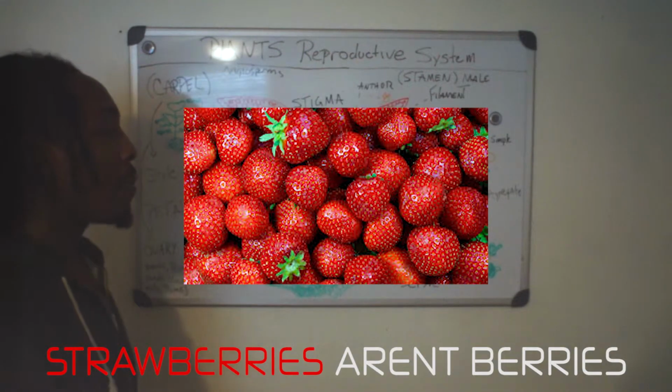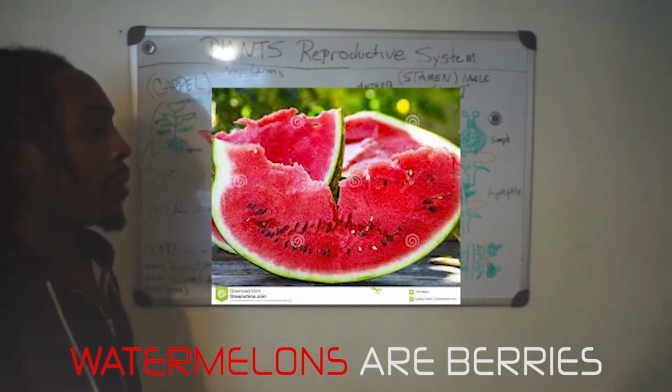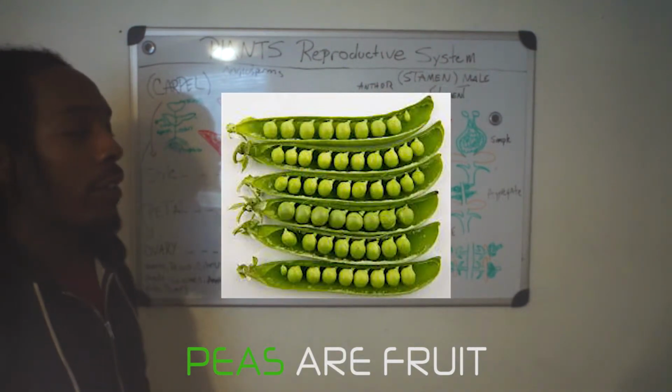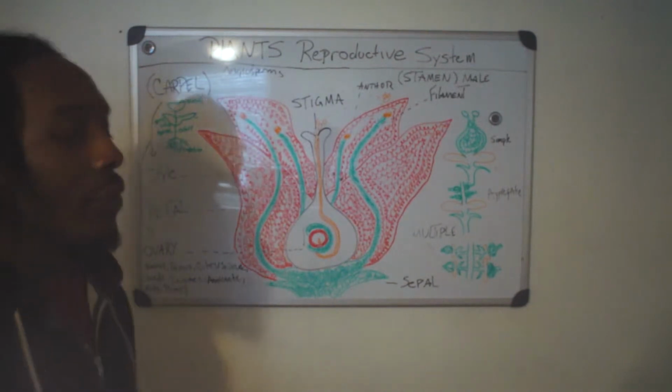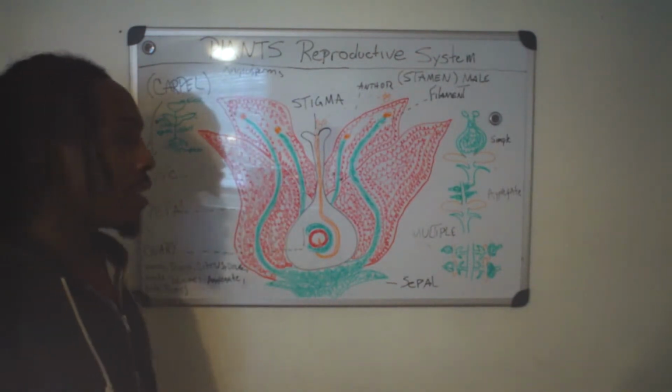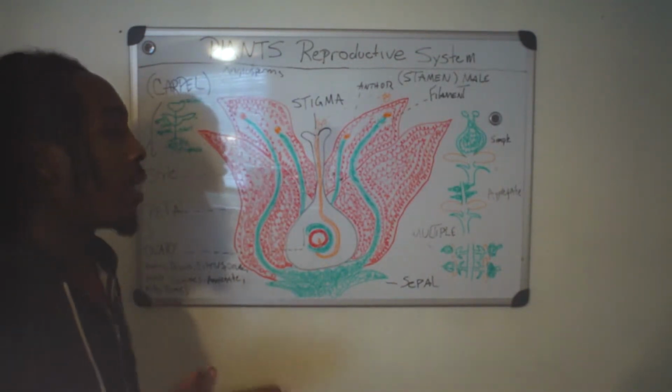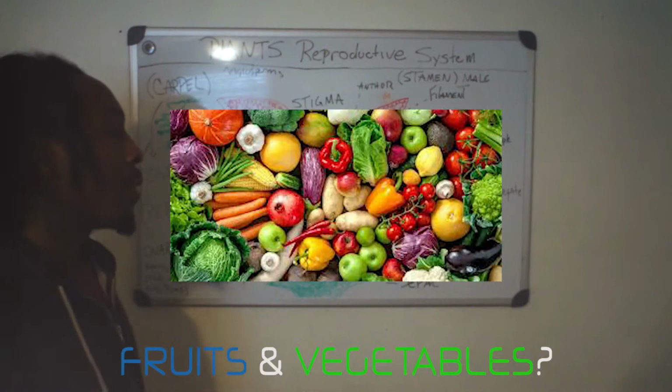Why strawberry isn't a berry, why watermelon is a berry, why peas are fruits and not vegetables, why squash and pumpkins are fruits and not vegetables, and why a lot of other fruits and vegetables are mistaken to be each other. So first we're going to start off by really defining what a plant, a fruit, and a vegetable actually is.